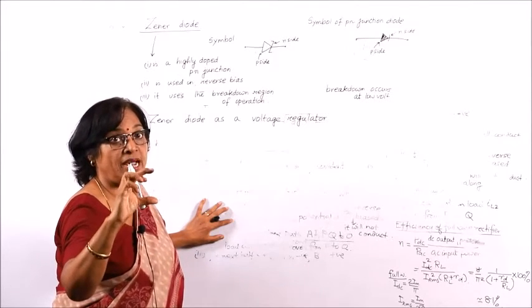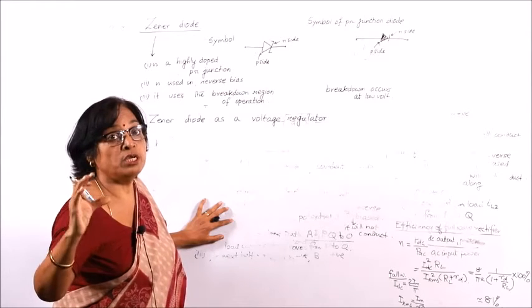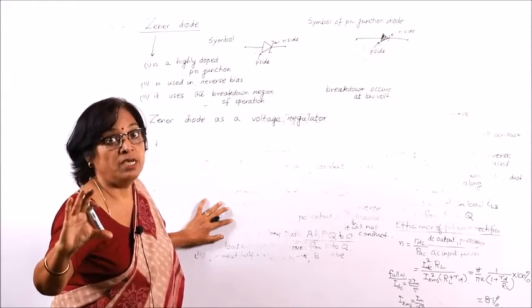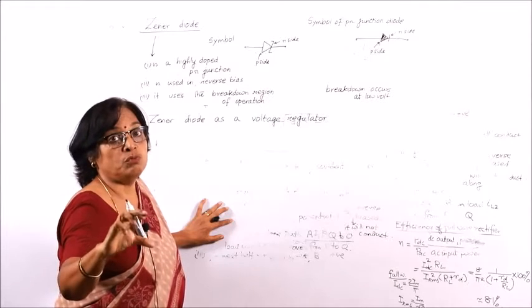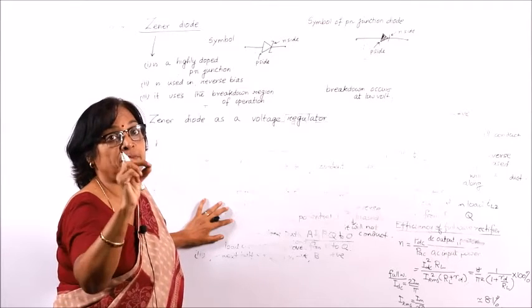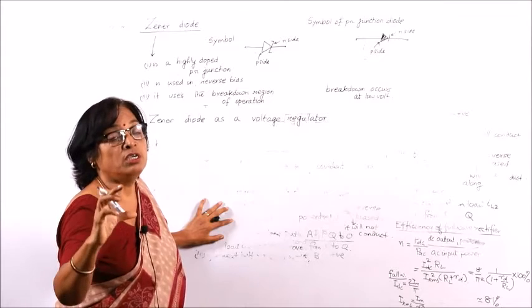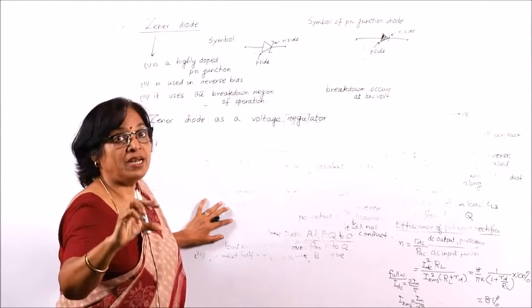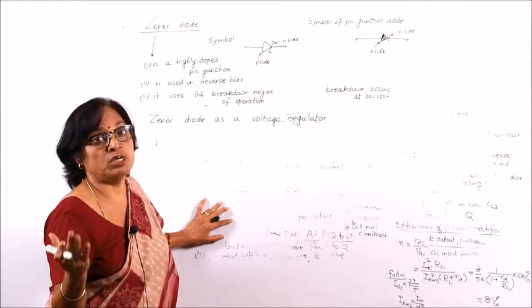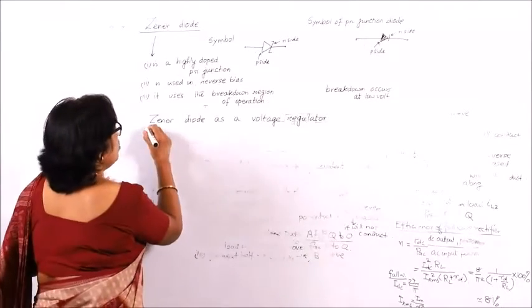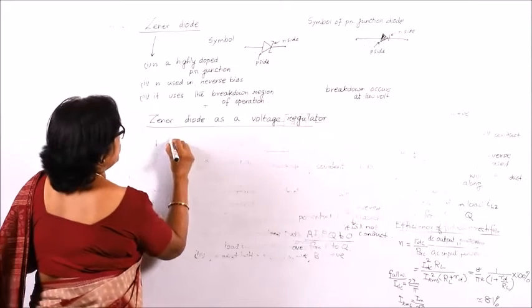If you require a circuit with a 5 volt constant voltage, then you bring a Zener diode of 5 volt and connect it in parallel, so that the output voltage will remain constant at 5 volt. So, the Zener diode as a voltage regulator is a very simple circuit.